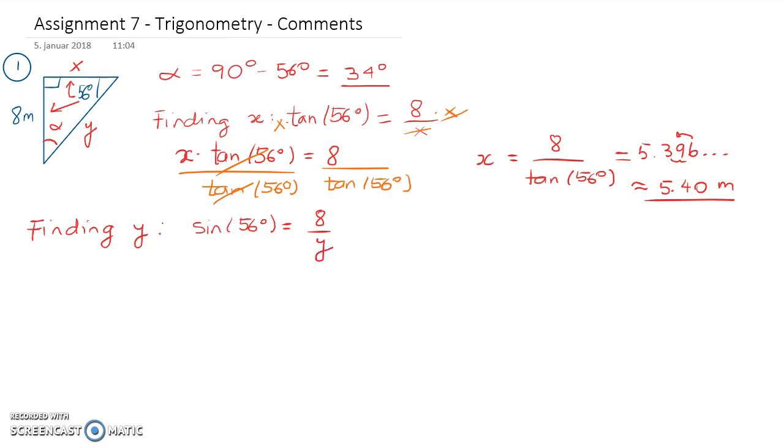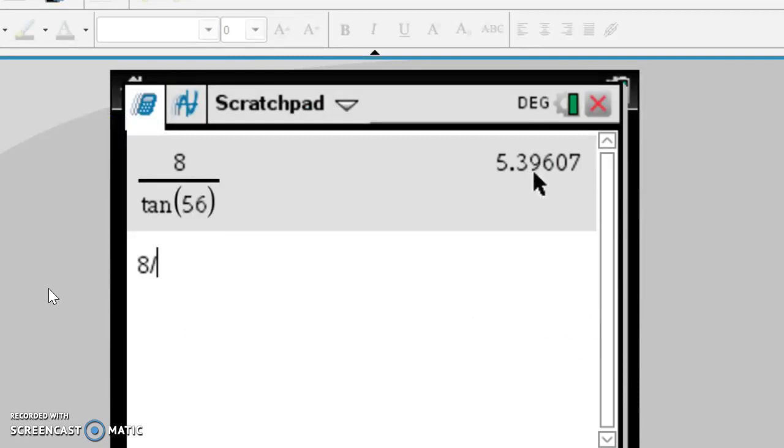So this is going to be the same simplification we did over here. You can pause the video now and try to do it yourself, and you should get that y is the same as 8 divided by sine of 56. So let's check in the calculator what this is. 8 divided by sine of 56.